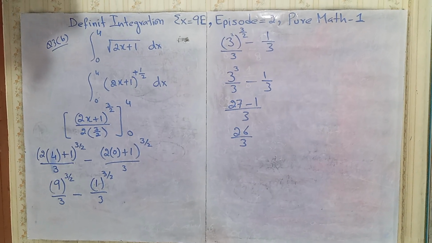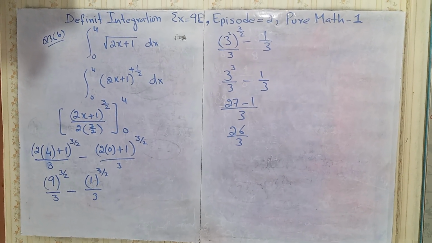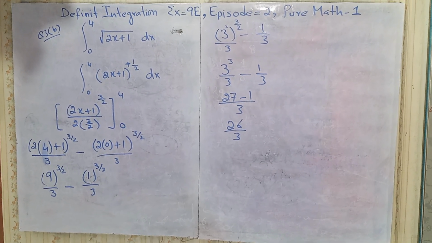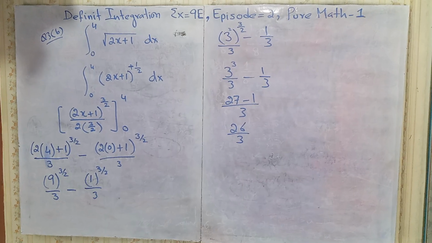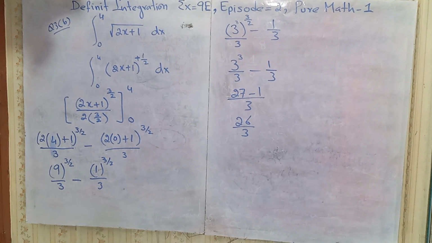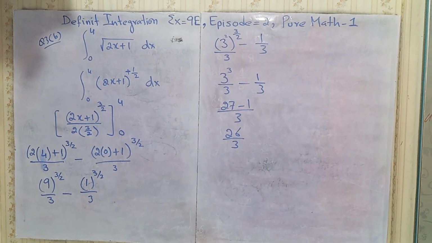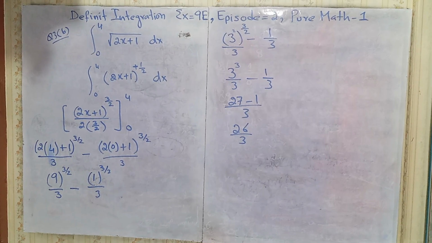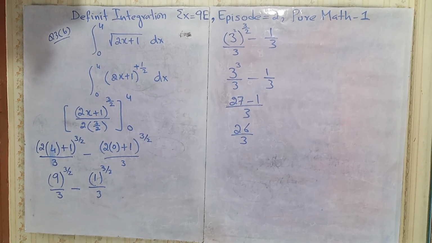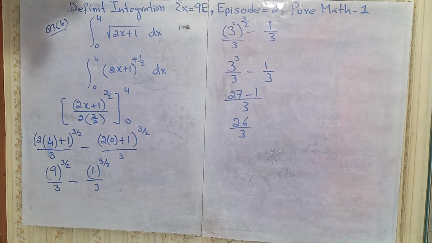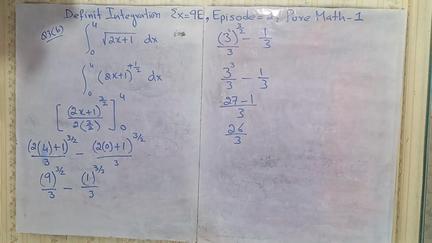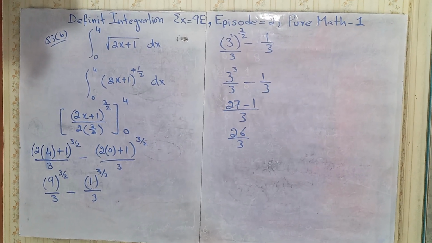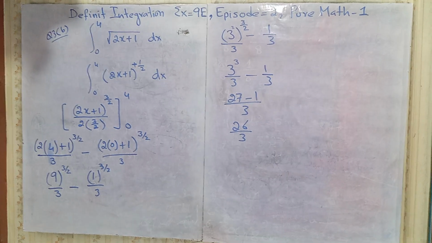Now on your screen the solution of question number 3, part B, is showing up. The square root of 2x plus 1 can be written as 2x plus 1 whole raised to power 1 by 2. Now we will integrate it according to the rules. The power will be increased by 1, and with the same number I will divide. So 1 by 2 plus 1 will be 3 by 2. So 2x plus 1 raised to power 3 by 2, and we will divide by the same number. That's why in the denominator we have written 3 by 2.